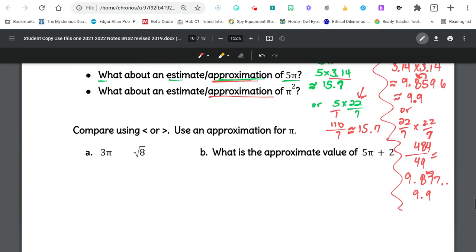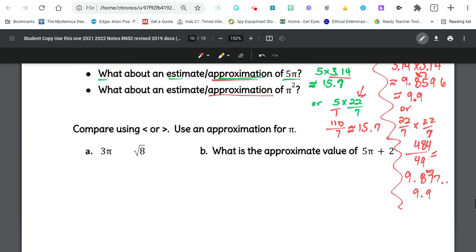All right, let's take a look at this. Here it says compare using less than or greater than, and you're going to use an approximation for pi. I don't care which one you use. So I'm going to go with 3 times 3.14, which is 9.42. And then here for the square root of 8, I know it's in between the square root of 4 and the square root of 9. So it's in between 2 and 3, so it's 2 point something.